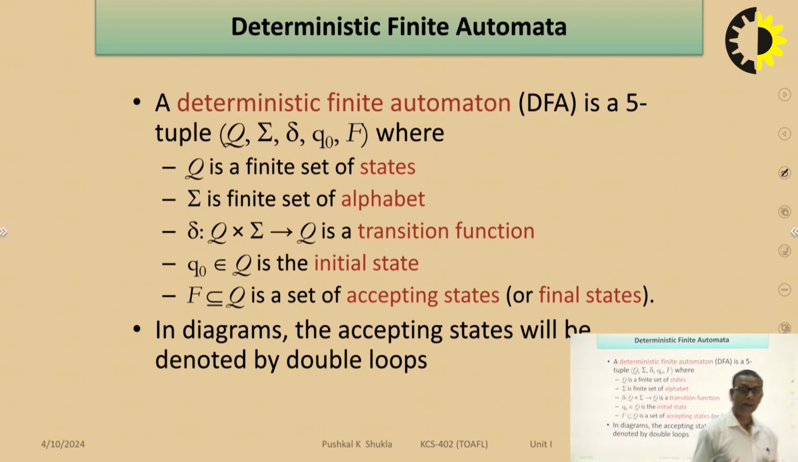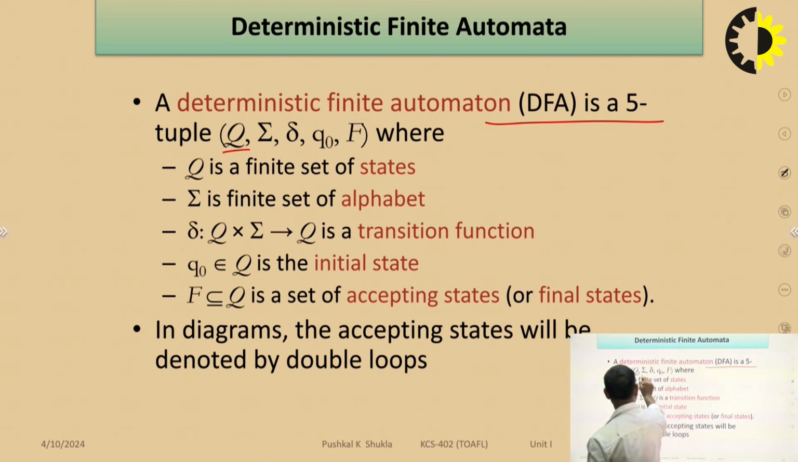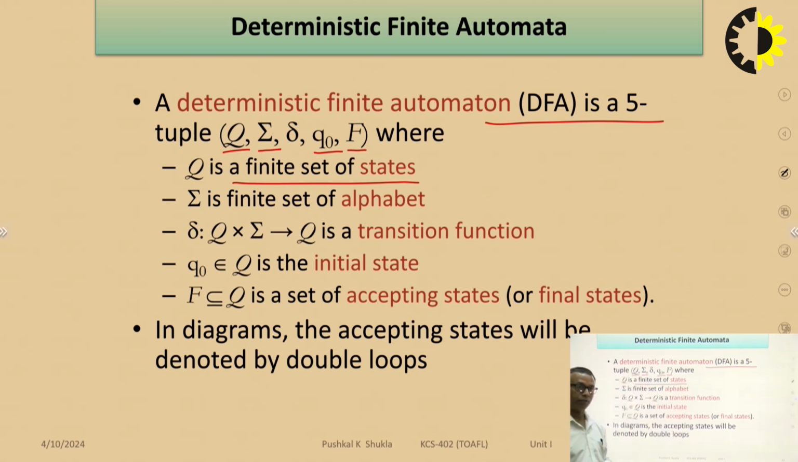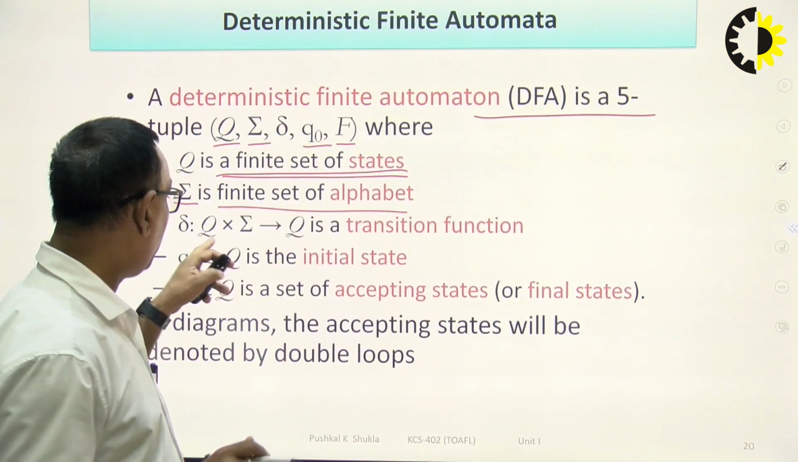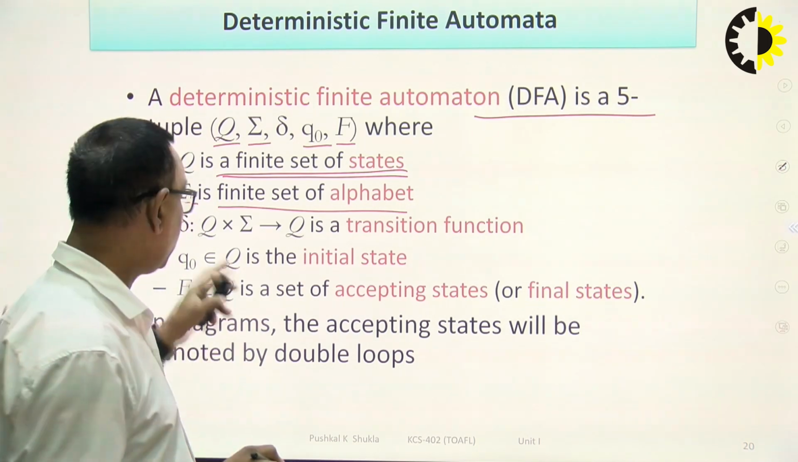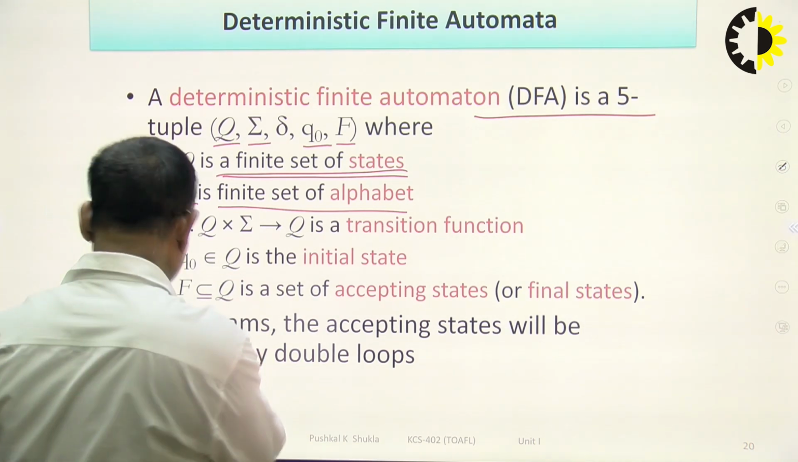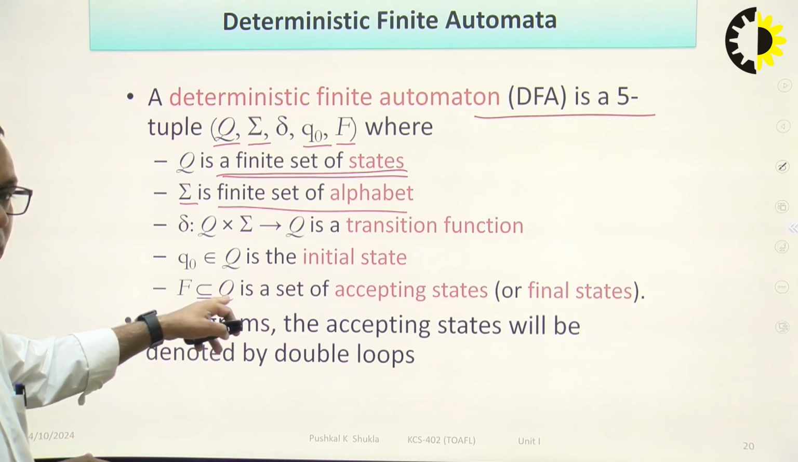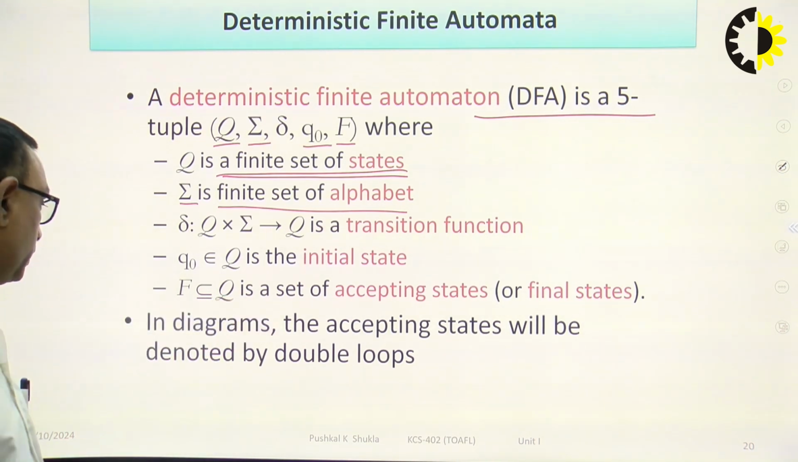Mathematically, it is defined as a 5-tuple, or quintuple. A DFA is a 5-tuple: Q, sigma, delta, q0 and F, where Q is a finite set of states, like Q0, Q1, Q2, Q3, Q4 and so on. Sigma is a finite set of alphabet symbols like 0, 1. Delta is a transition function, a mapping from Q cross sigma to Q. Q0 is the initial state, which is an element of Q. And F is the set of final states, which is a subset of Q, also known as accepting states.